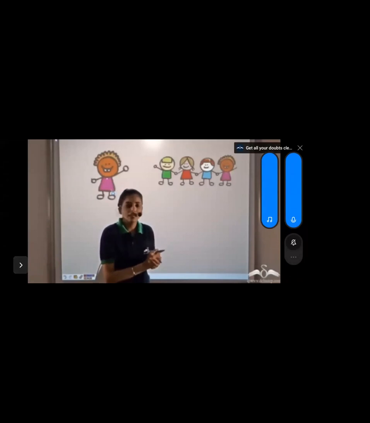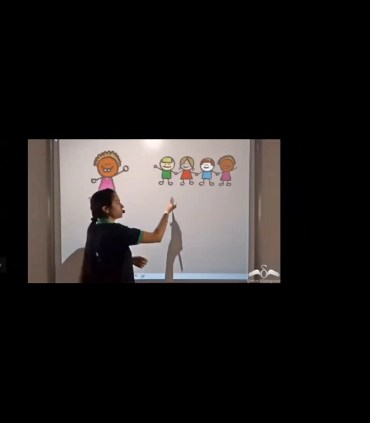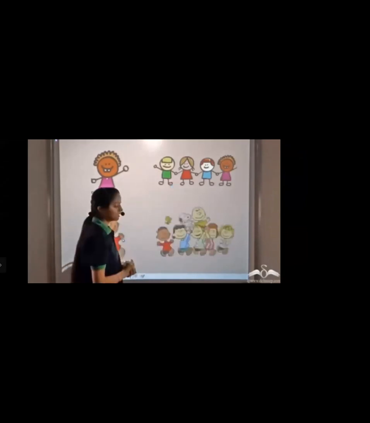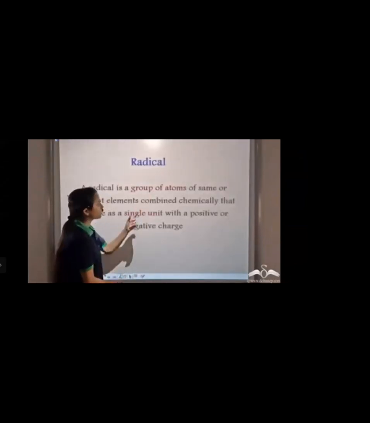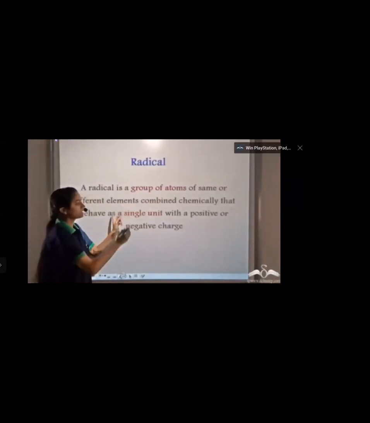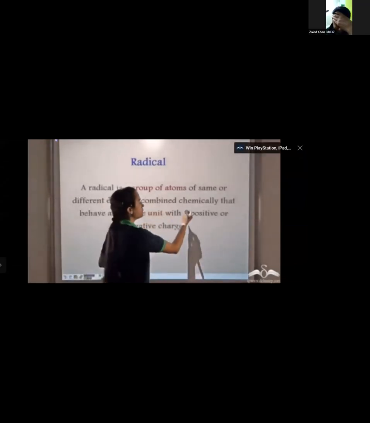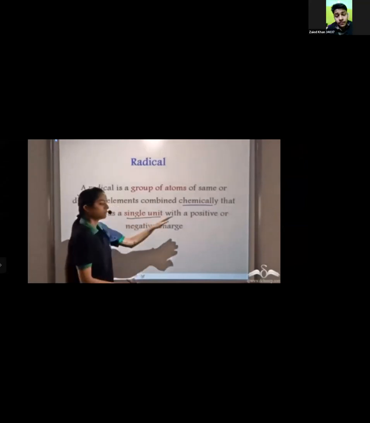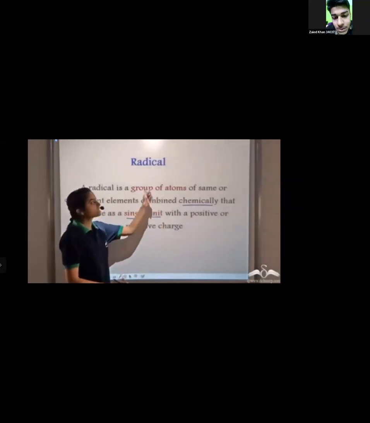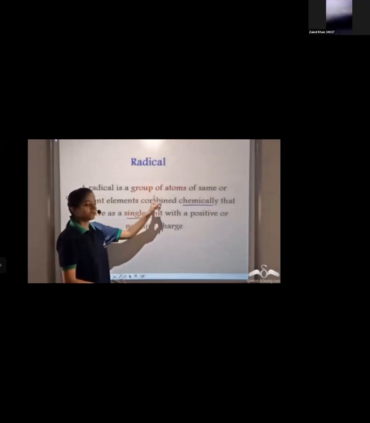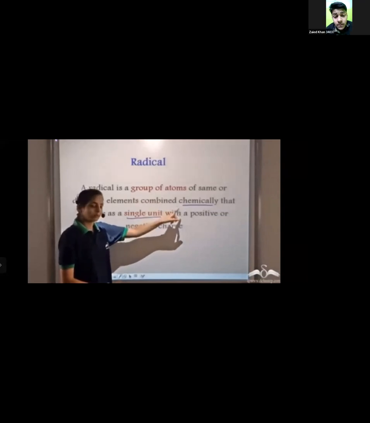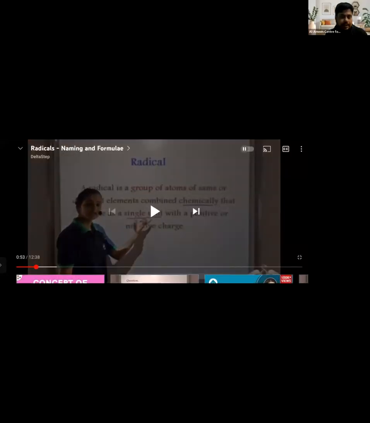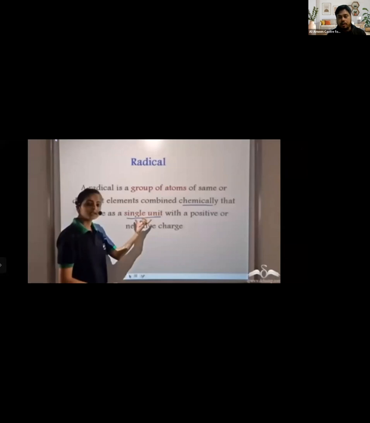Think of people who are comfortable with each other and like each other; that group hangs out together, goes to places and so on. Similarly, in chemistry, some atoms act in a group. That group can have the same or different atoms, that is, atoms of the same or different elements, combined chemically. That group of atoms acts as a single unit with a positive or negative charge. Such a group of atoms is known as a radical. So a radical is a group of atoms of the same or different elements combined chemically that acts as a single unit with a positive or negative charge.